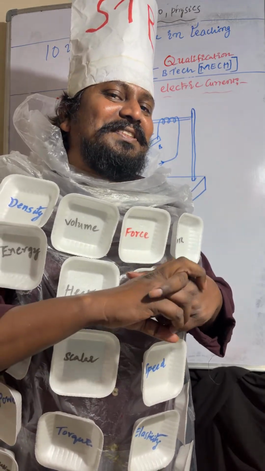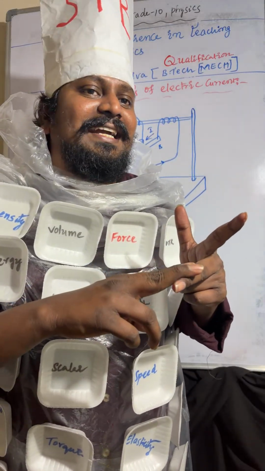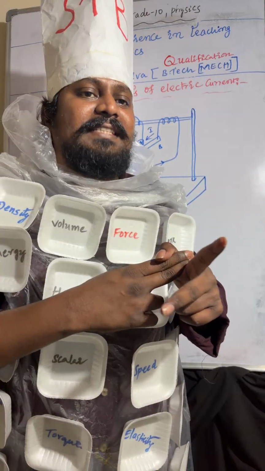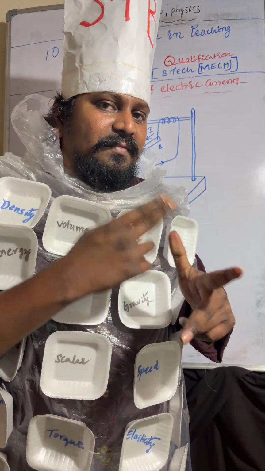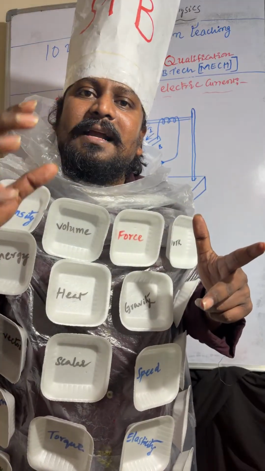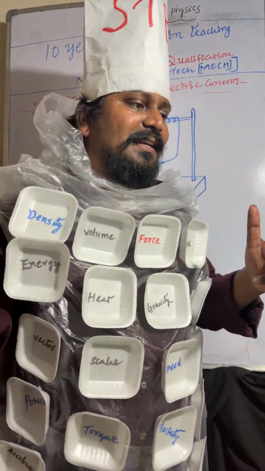So the index finger shows the magnetic field direction, and the middle finger shows the current direction. The thumb shows the force acting on the conductor.